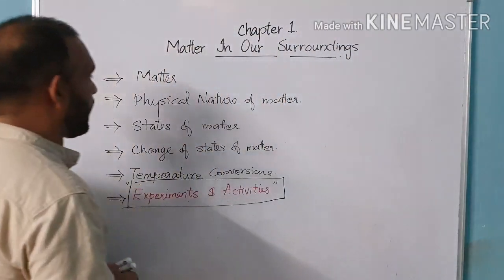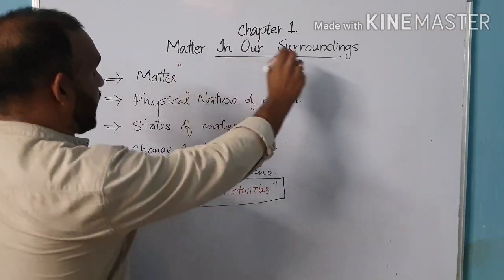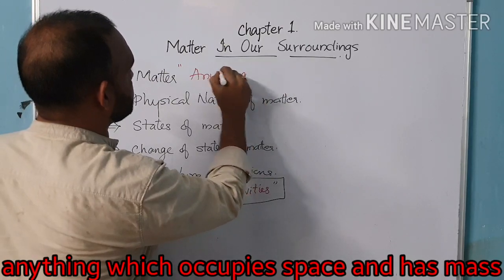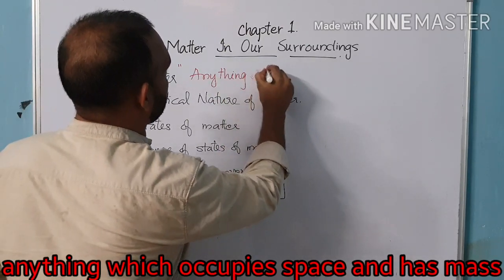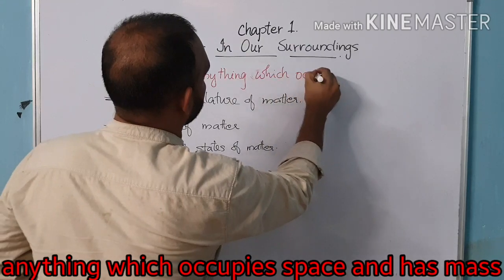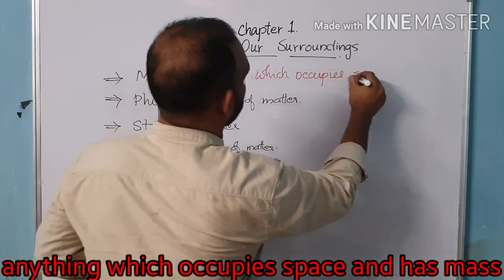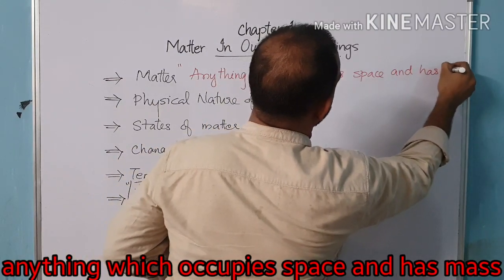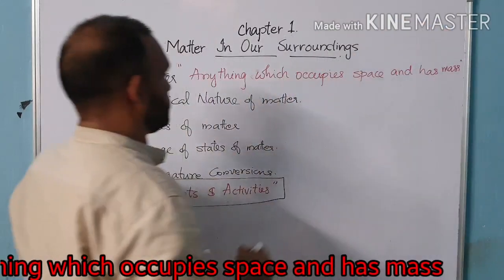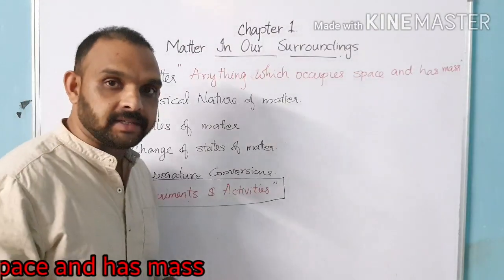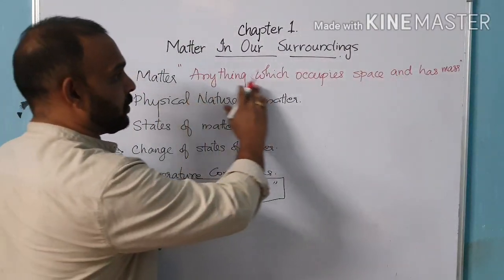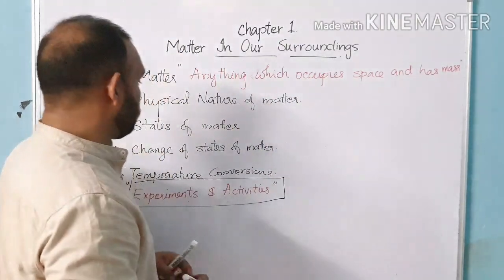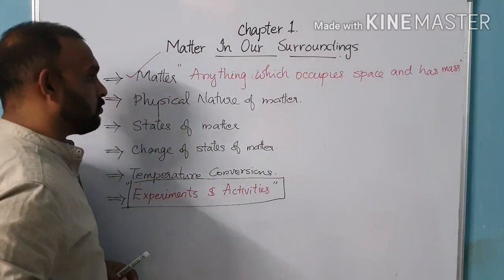So we can define matter as: matter is anything which occupies space and has mass. Yes, what is the definition of matter? Matter is anything which occupies space and has mass. Is it clear? Now we are moving on, the first topic is over.